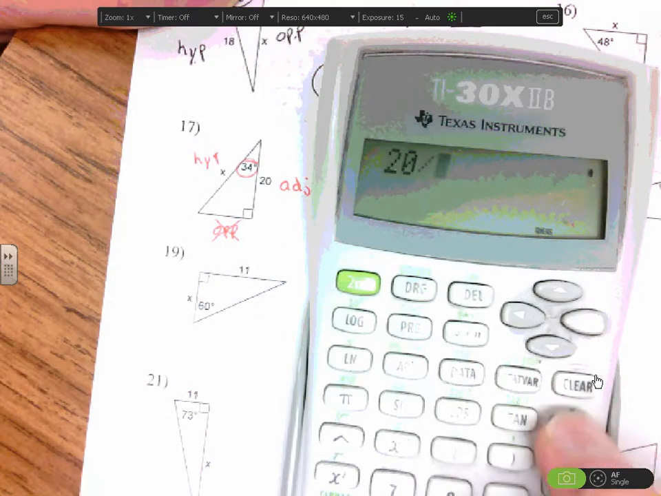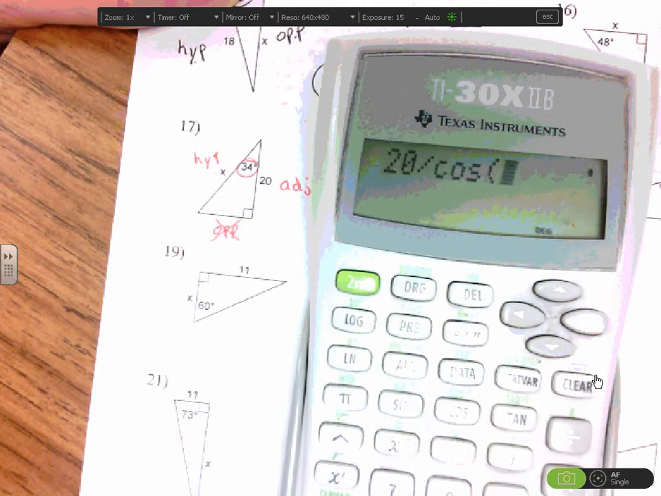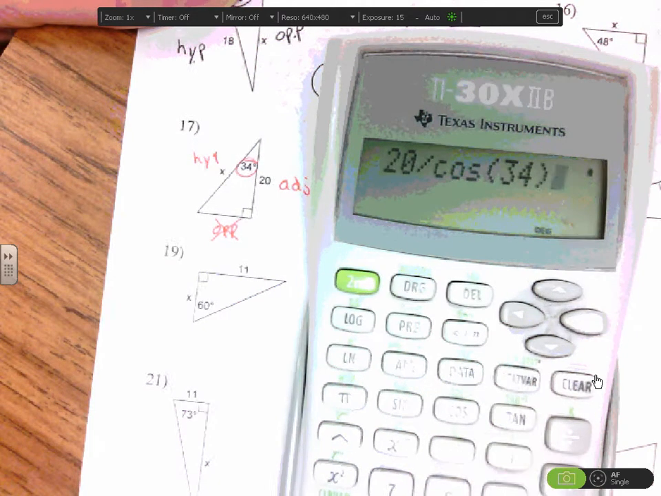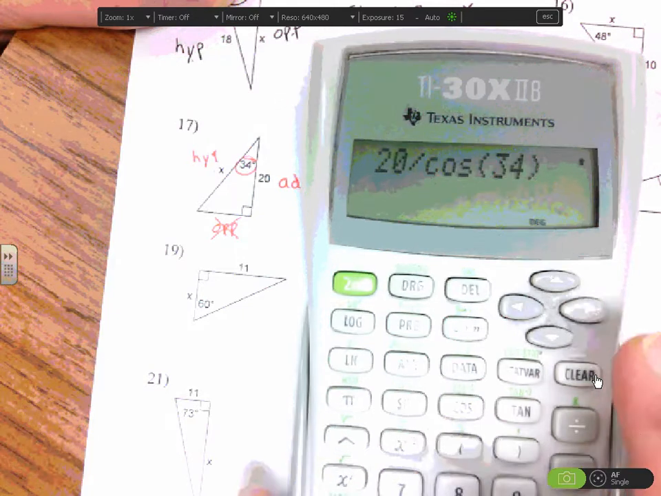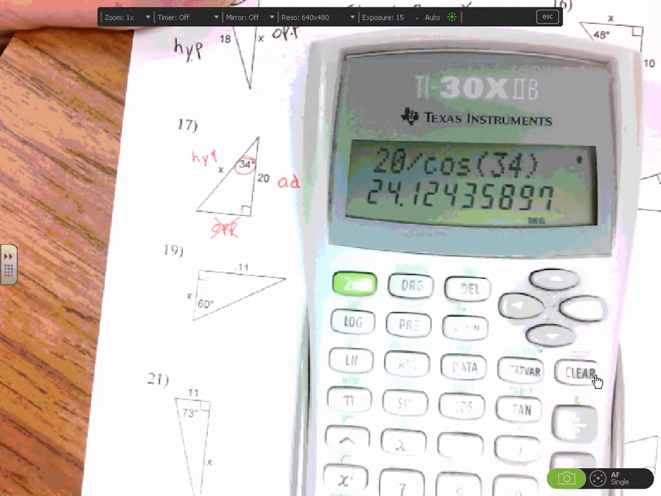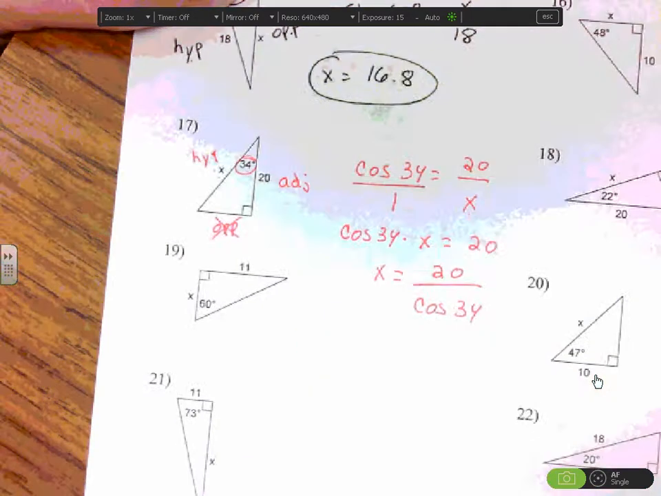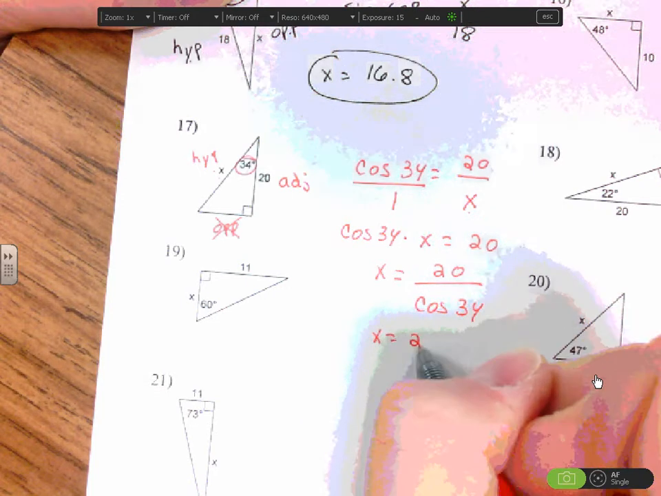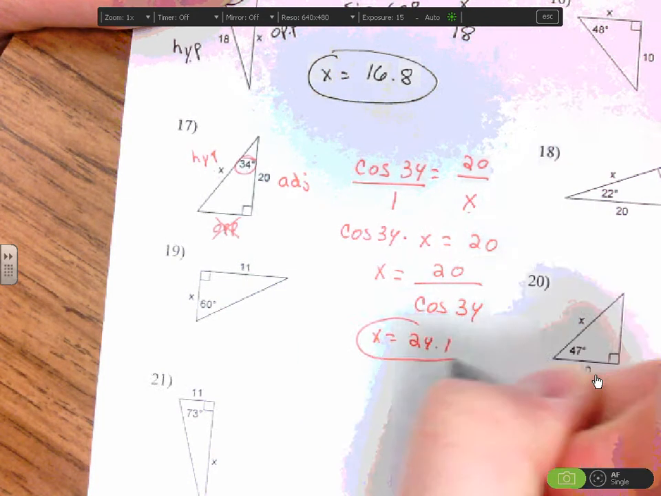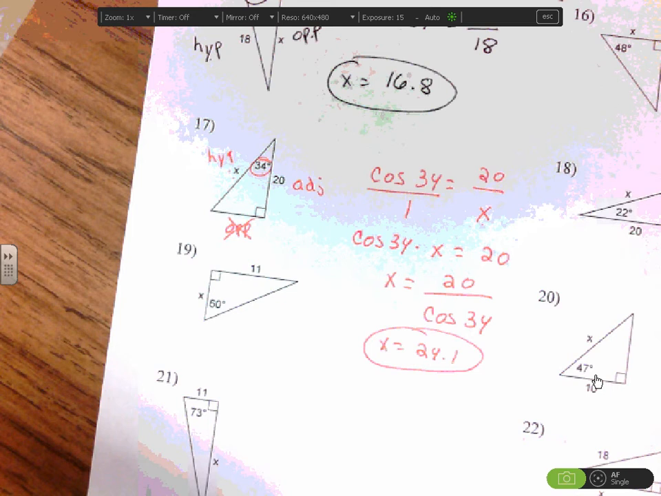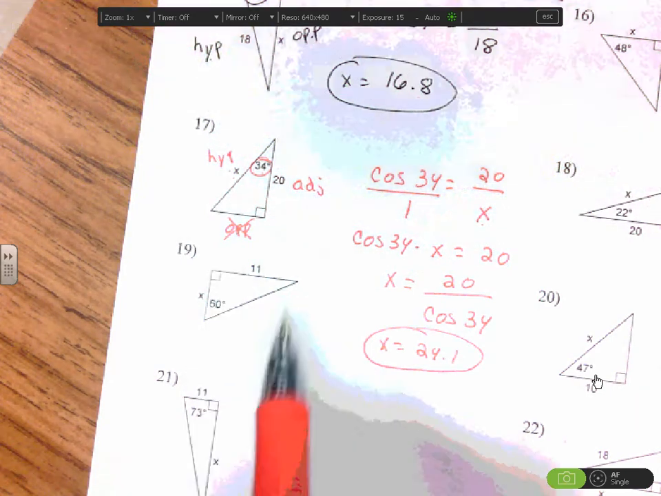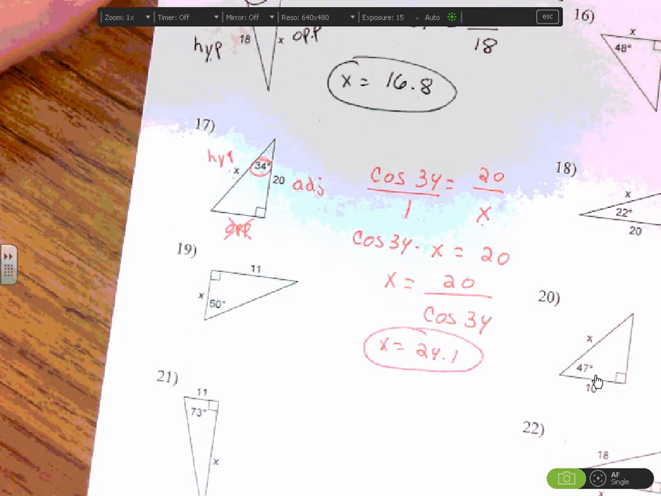So calculator, 20 divided by cosine 34. I'm going to close that parenthesis, and that gives me 24.12. So nearest tenth, just 24.1 would be that answer. So that's how you do 17. That should be the rest of them.